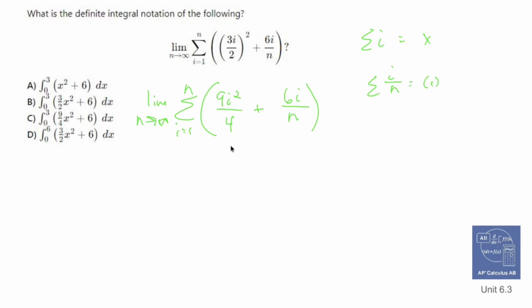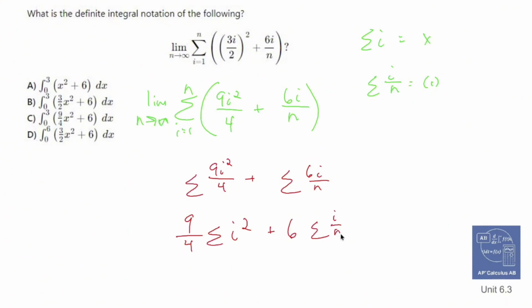So what's going to happen here is if we just make believe that sigma is attached to both, let's get rid of all this limit stuff and just simplify it and rewrite it like this, just to make life easy. Sigma, sigma. Rip out a 9 over 4: 9 over 4 is sigma i squared. Rip out a 6: sigma i over n.